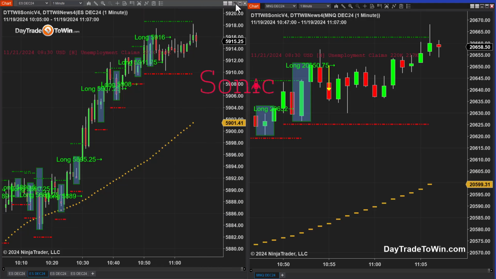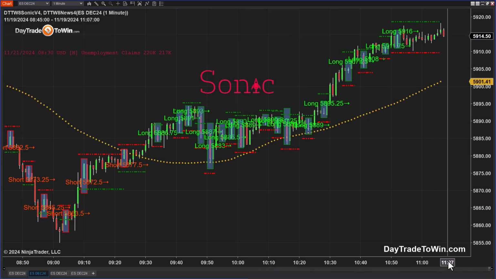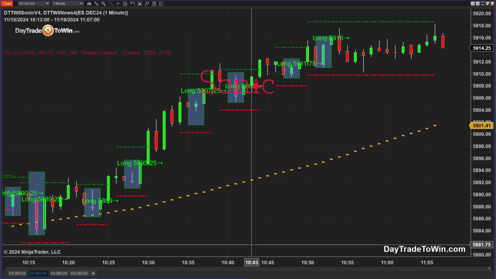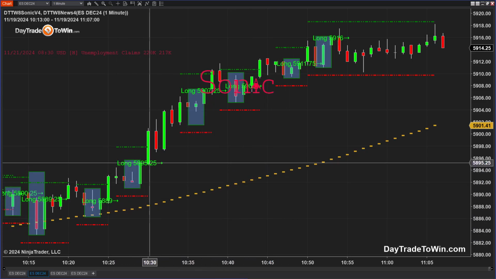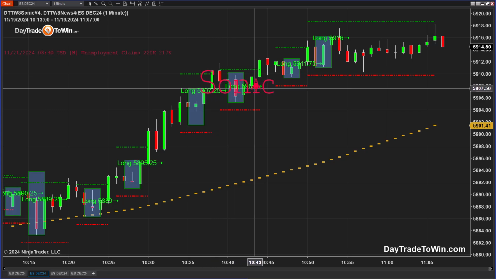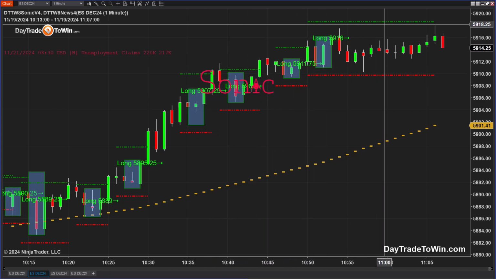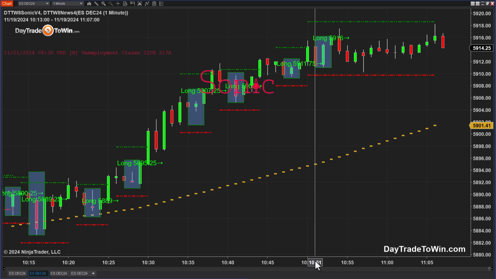Let me just make that a little bit bigger. Here is the E-mini S&P. This is the latest signals here. We have 1, 2, 3, 4, 5, 6. So 6 signals. It's not always going to be that way.